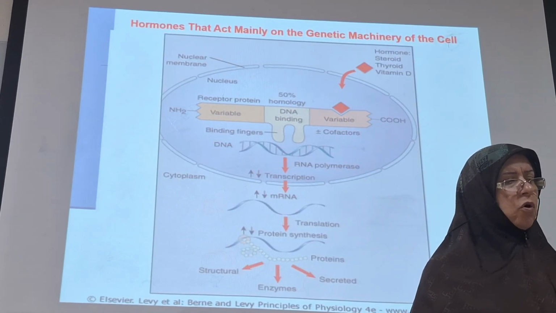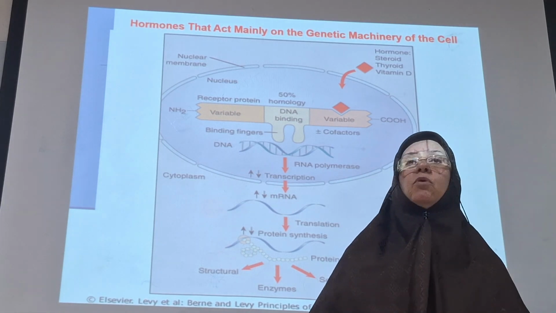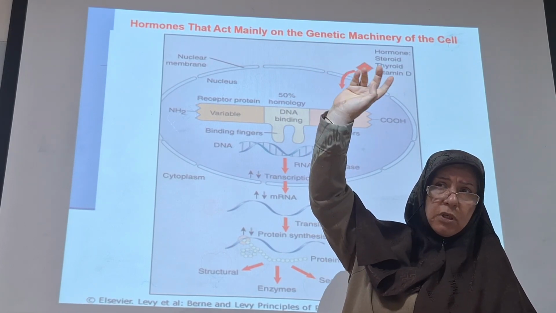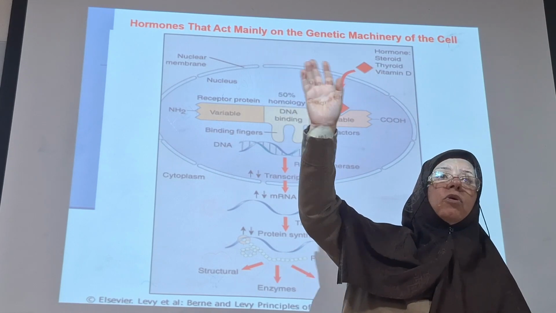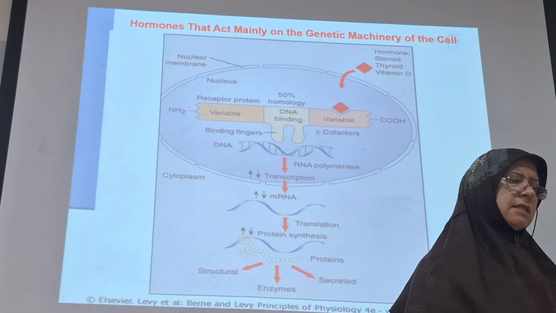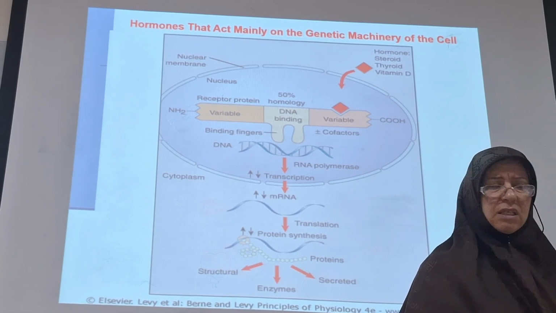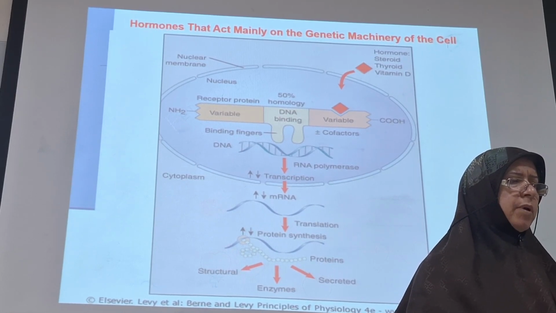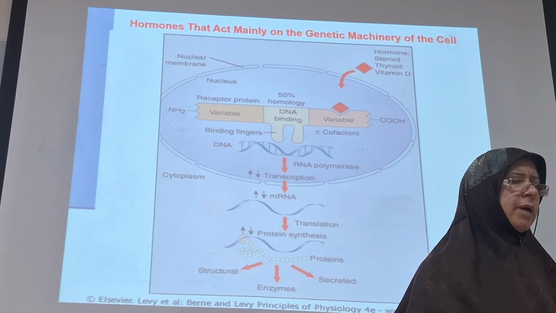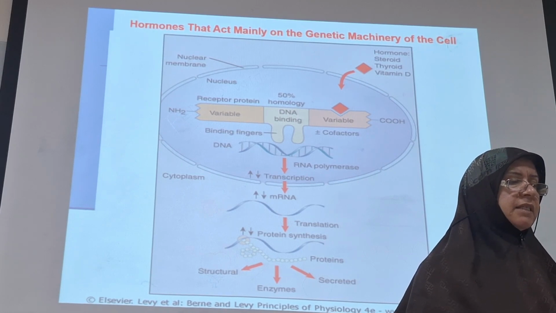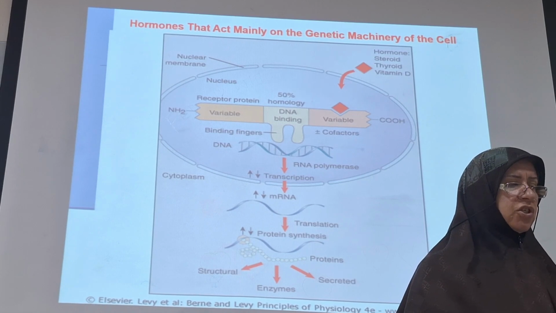Steroid hormones, thyroid hormone, and also the vitamin D receptor. Thyroid hormone and activated vitamin D receptors are located in the nucleus, steroid hormone receptors in the cytoplasm. All these receptors are similar. They have a ligand binding domain or hormone binding domain and a DNA domain. The DNA domain binds to DNA and increases or decreases transcription, increasing or decreasing messenger RNA and also protein synthesis.